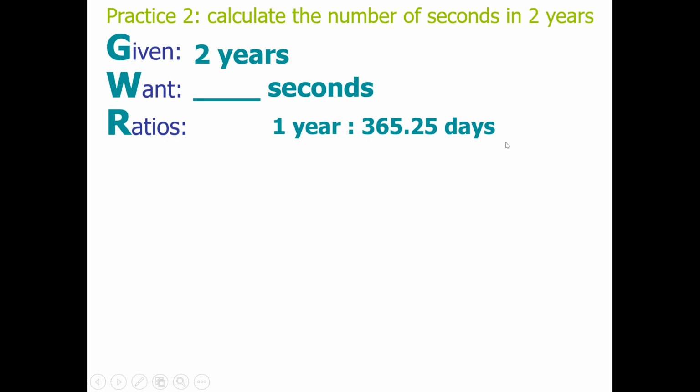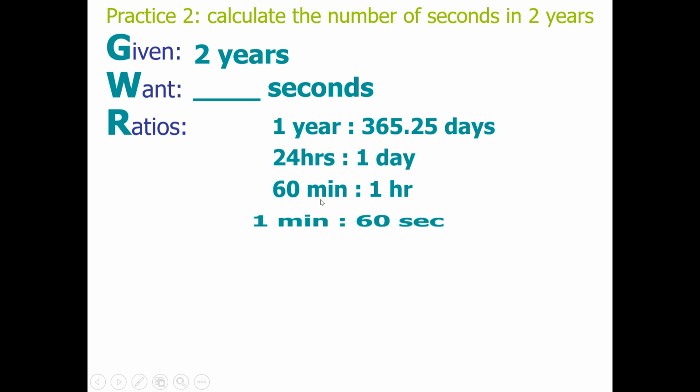I know that in 1 year that's equal to this many days. I'm trying to get to seconds, so I know also that in 1 day there are 24 hours. I also know that in 1 hour there are 60 minutes, and that in 1 minute there are 60 seconds. So just to make sure my pathway from years to seconds is complete, I go from years to days, days to hours, hours to minutes, minutes to seconds. So I know that the pathway is complete.